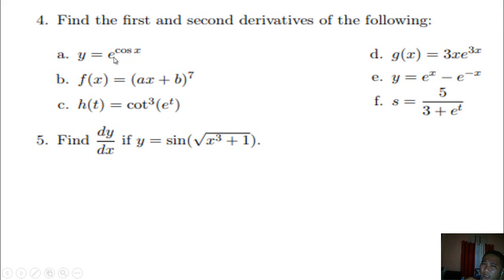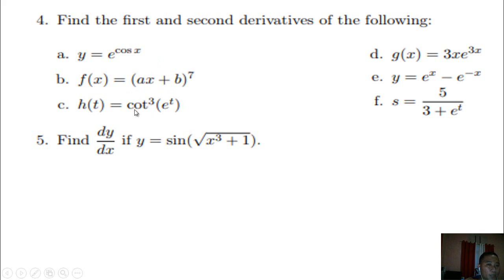Ang derivative ng ating e to the u ay e to the u pa rin. Pero ang derivative ng du dx ay negative sine x. So, pwede na yan. This one, where a is constant and b is constant. So, madali lang din ito. Derivative of ax plus b is a. Why? Because derivative of x is 1. And this one is 0. Okay. So, gamitin na ang power rule and then sa loob.